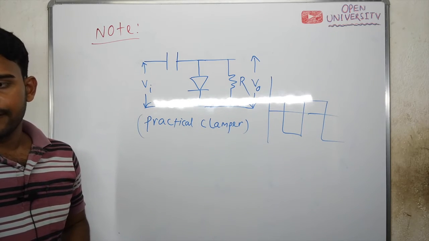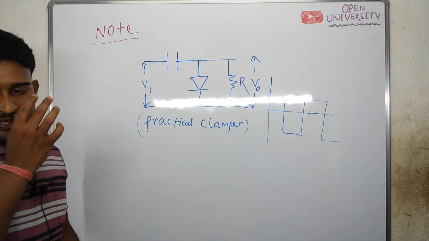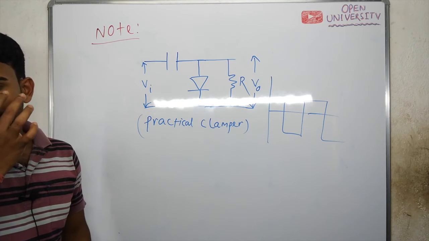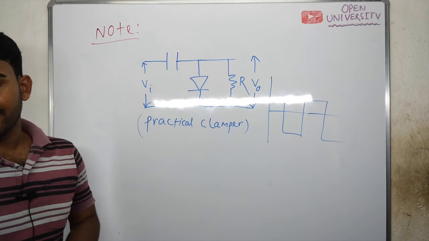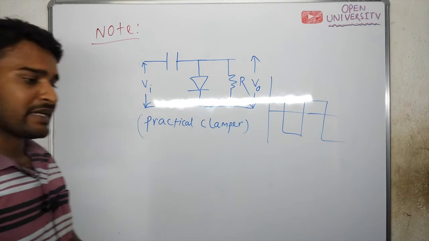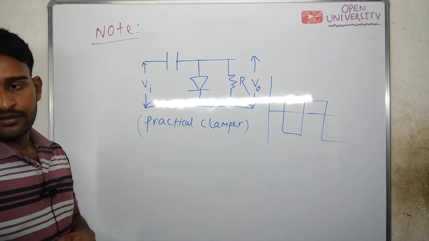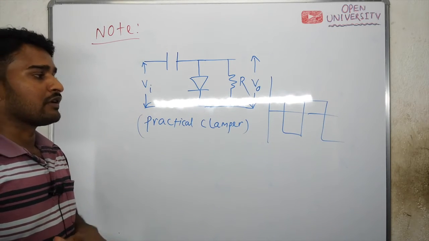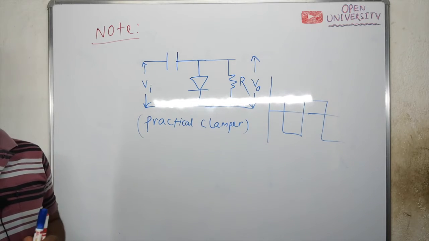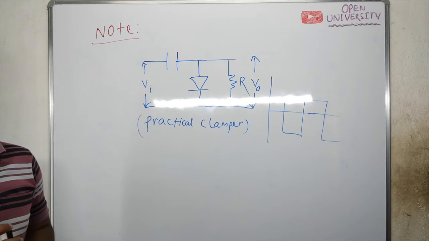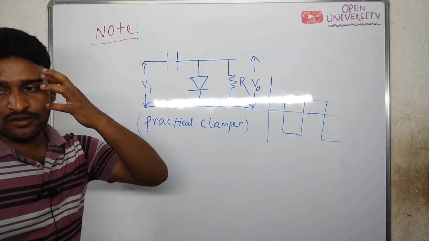Therefore, a slow discharge path should be provided to the capacitor by connecting a large resistor in parallel with the diode. Such a circuit is called a practical clamper, and you can give the example of a practical clamper.